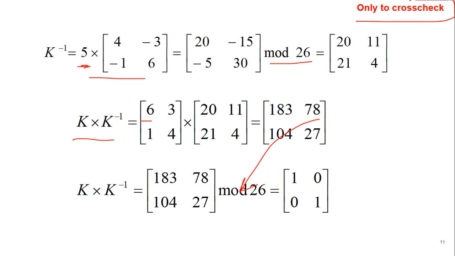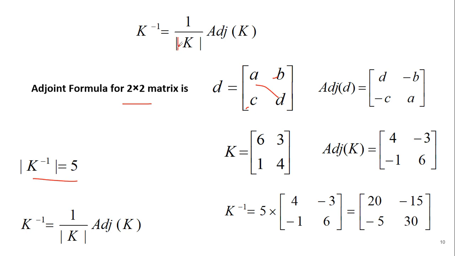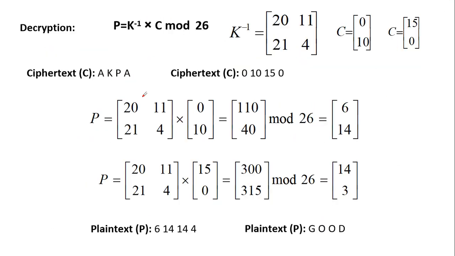So this is not required to solve in the exam. It is only to cross check whether we can perform the decryption or not. And here also we are finding the inverse of the K determinant, not of the entire K inverse matrix. Now once we get the K inverse, it is very easy. Now this is the K inverse and this C is 0 10 15 0, because our ciphertext is AKPA, and its actual values are 0 10 15 0. When we multiply and again do the mod 26, we get 6 4, and for the next text we get 14 3.